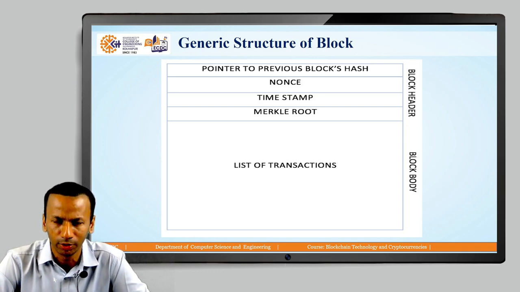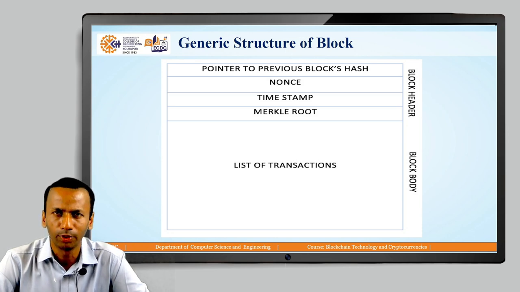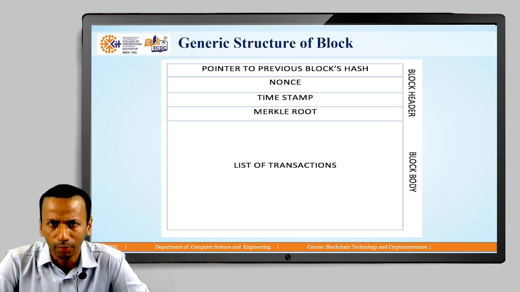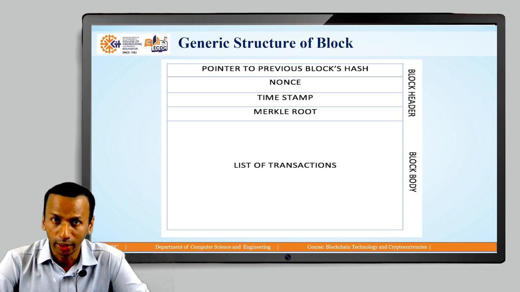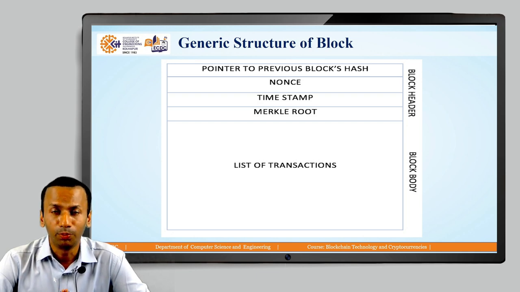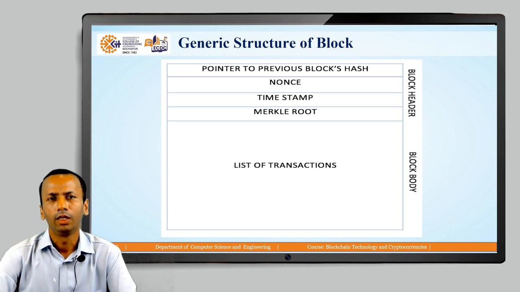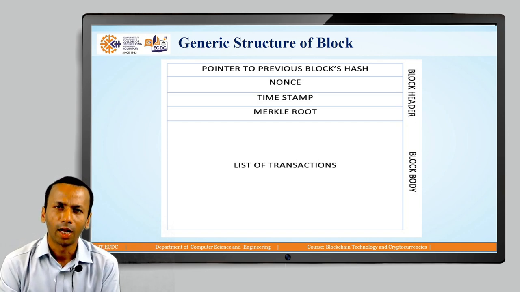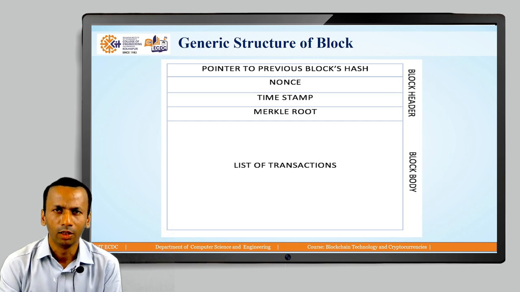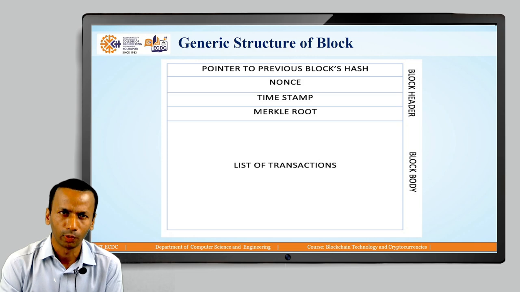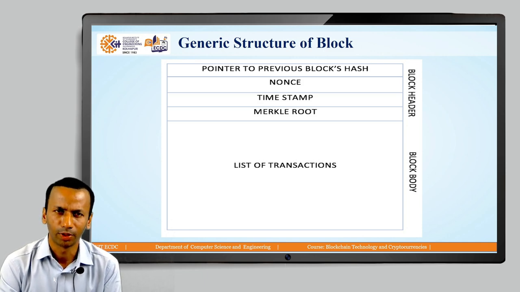The pointer to the previous block hash means the address of the earlier block is stored in the newly created block, so that we can keep track of the different blocks which are connected together. But if this is the first block created in a blockchain network, it will not have that pointer to the previous block's hash, and that block is called the genesis block. Genesis block means it is the first block in that particular blockchain network. Whenever you create a blockchain network, it is compulsory to create that block manually. It is not necessary to store any address of a previous block, because it is the very first block in the network. So that is called the genesis block.